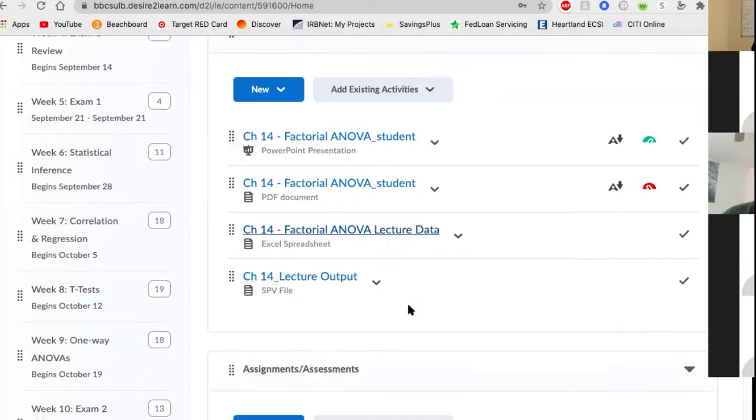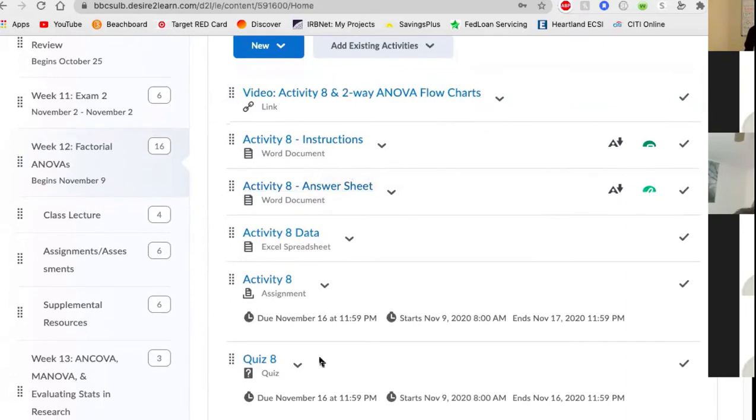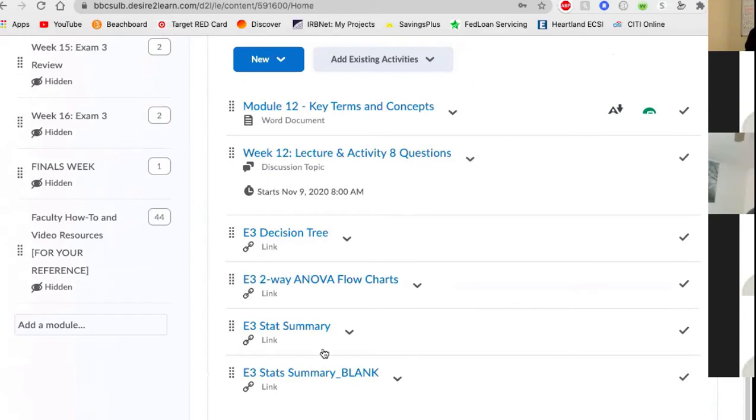But instead of going through the video or the activity step by step, I use the lecture data to describe how the flowcharts work. And then that's your instruction for you to work on activity 8. So it sets you up so you know what you're doing. And then per usual, there's a quiz this week, and all of your resources are down in the supplemental area. But I just wanted to point that out because it's a little bit different than what I usually do.